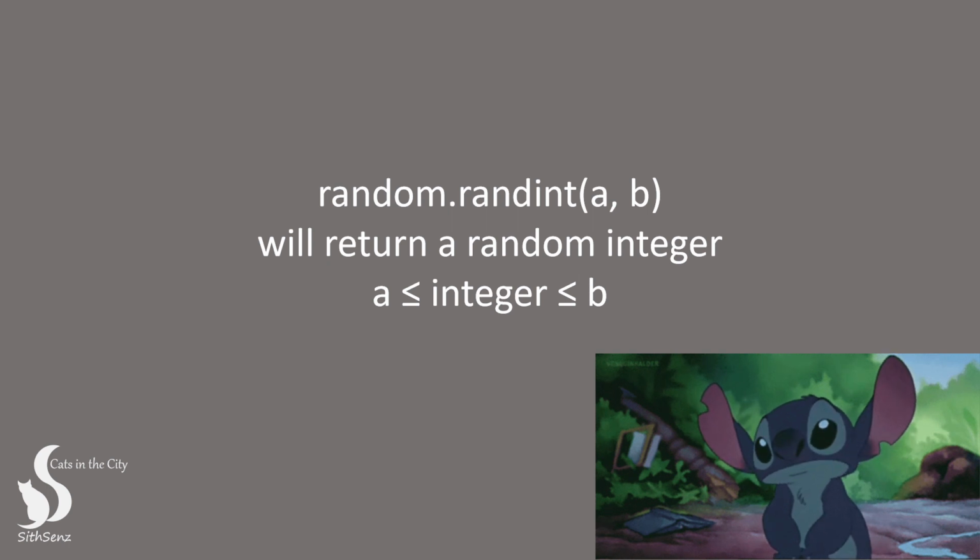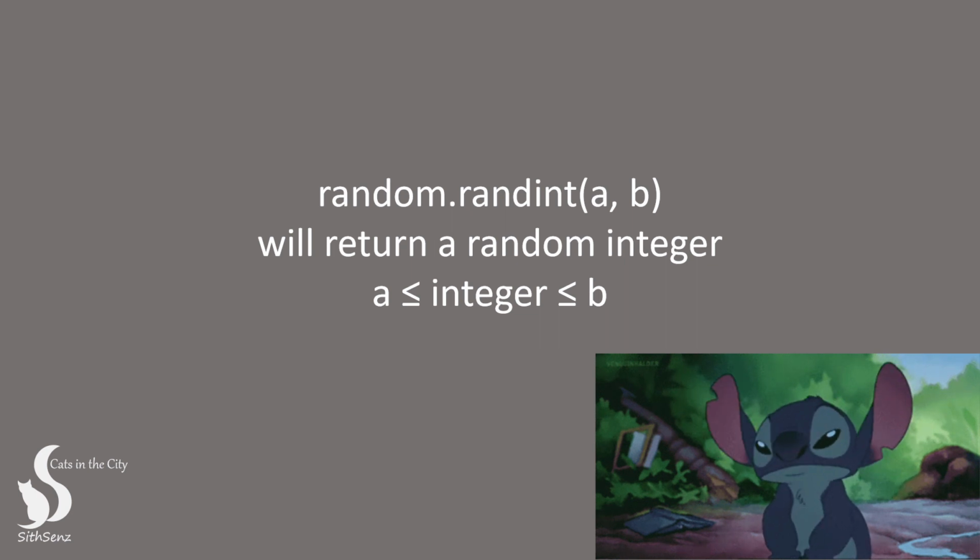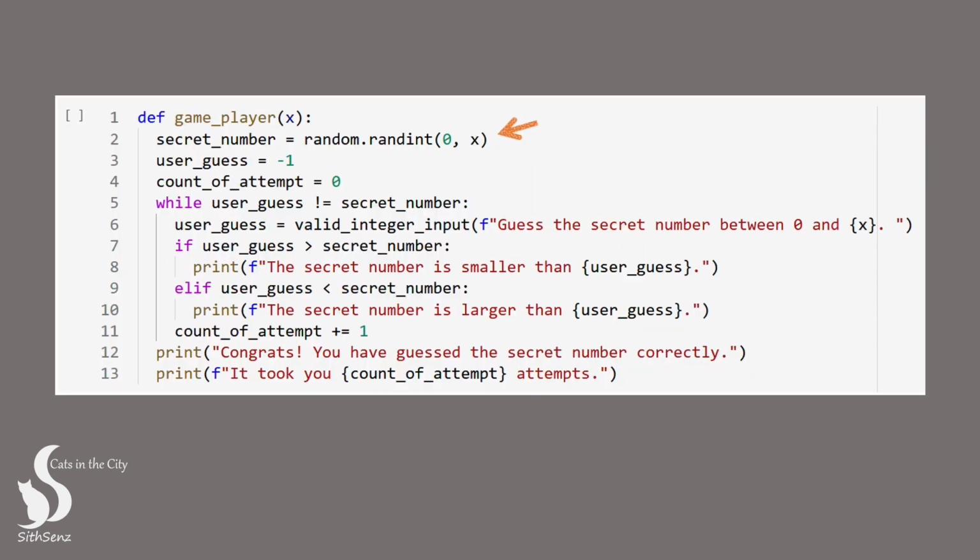Its syntax is random.randint(a, b). It will return a random integer greater or equal to a and less or equal to b. In our game, the secret number must be greater or equal to 0, whereas our user has set the upper limit to x. We can pass x as the parameter for our function. So now, the secret number has been chosen as a random number between 0 and x. Remember, both the number 0 and the value of x are included.